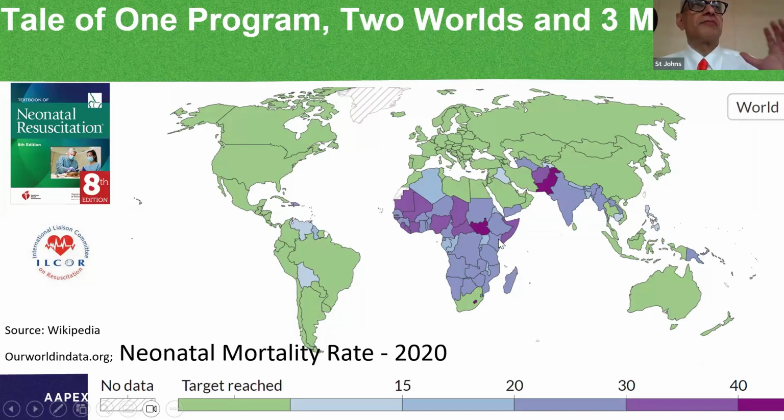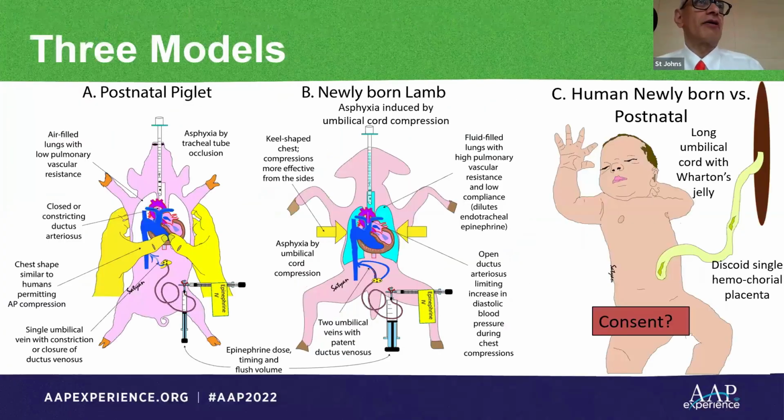So when you write a program, this book has to be applicable to the more sophisticated center in UK. It also should be applicable to a center in Tanzania with no resources. So writing this book is very challenging. That's where the concept of 2 worlds comes from. The next thing is 3 models.